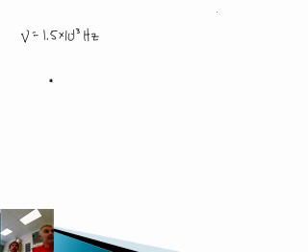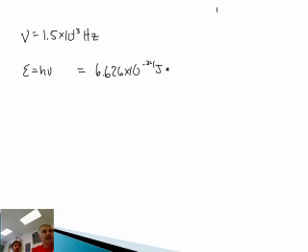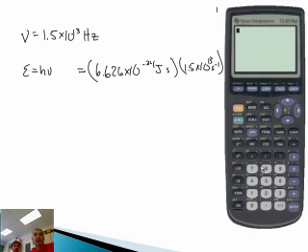So we also need to find energy and wavelength. E is equal to h nu. Well, this is going to be the easy one. We get 6.626 times 10 to the minus 34th joule seconds times 1.5 times 10 to the 13th seconds to the minus 1, because hertz and seconds to the minus 1 are the same thing. So let's get the calculator out. We'll take 6.626.